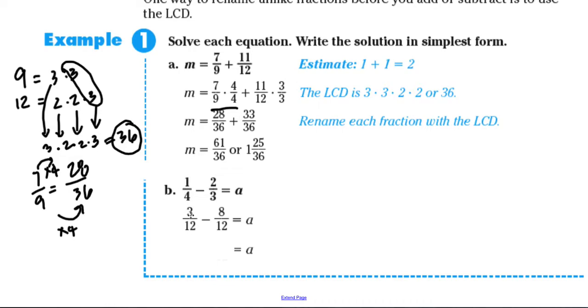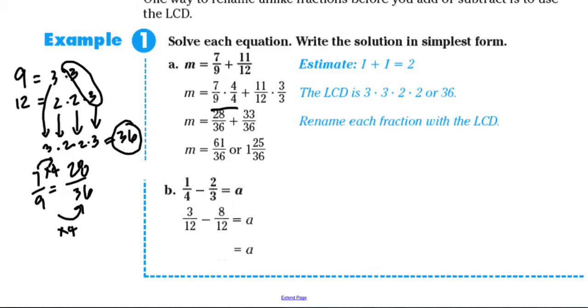And we simply have to rename 1/4. Okay? So in this case, what did you multiply 4 to get to 12? You multiplied it by 3. And that's the reason why this is 3, because you multiply this by 3. In the same manner, what did you multiply 3 to get to 12? You multiply this by 4. In the same manner, you multiply this by 4 as well. You get that. Okay? So let me erase all of that.